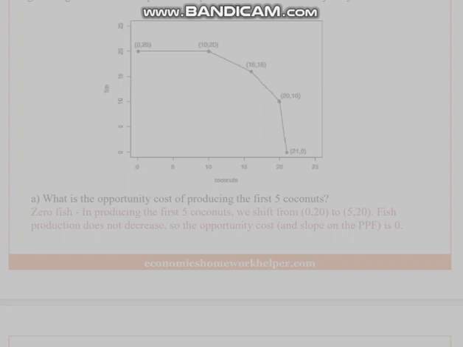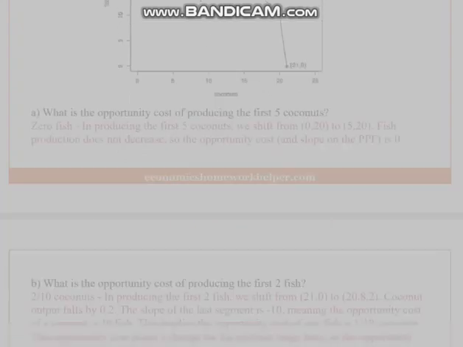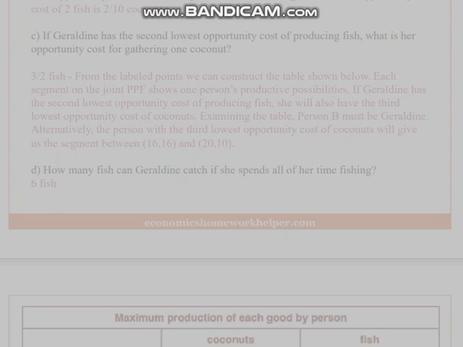B. What is the opportunity cost of producing the first 2 fish? 2/10 coconuts. In producing the first 2 fish, we shift from 20.10 to 20.82. Coconut output falls by 0.2. The slope of the last segment is -10, meaning the opportunity cost of a coconut is 10 fish. This implies the opportunity cost of 1 fish is 1/10 coconuts. This opportunity cost doesn't change for the relevant range here, so the opportunity cost of 2 fish is 2/10 coconuts.